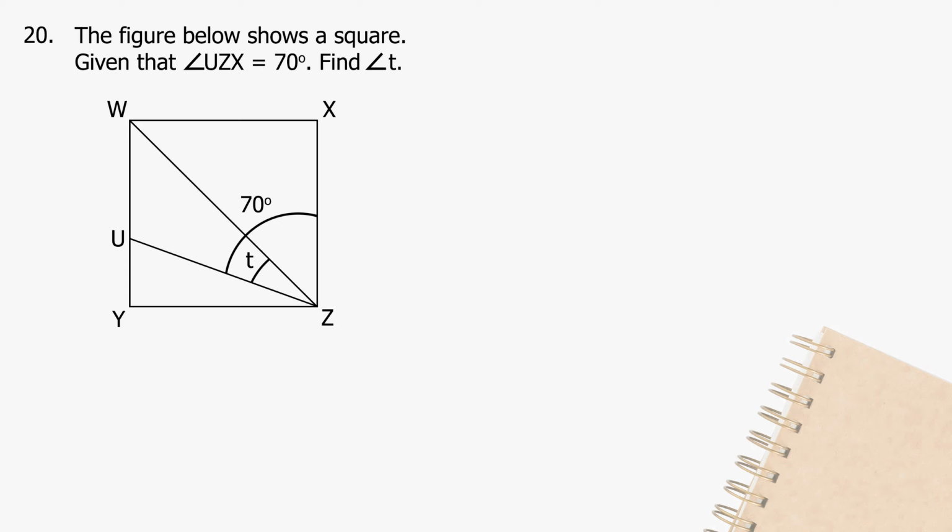Question 20. The figure below shows a square. Given that angle UZX is equal to 70 degrees, find angle T.